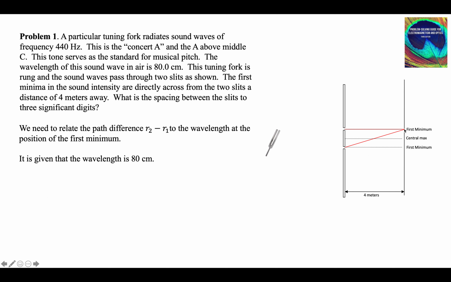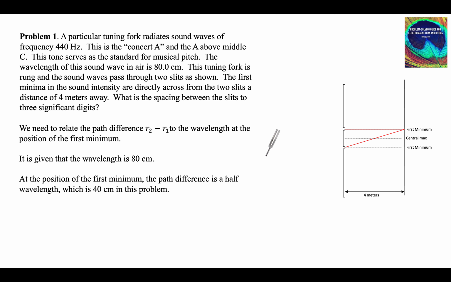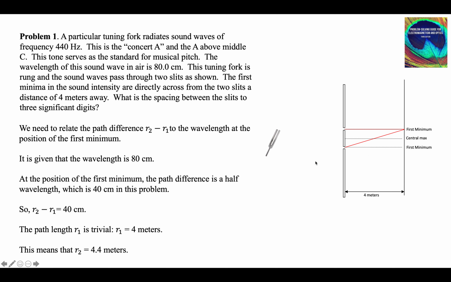It's given that the wavelength is 80 centimeters. At the position of the first minimum, the path difference is half a wavelength, in this case 40 centimeters. R2 minus R1 is 40 centimeters, the path difference. R1 is trivial. It's straight across. It's 4 meters. To get R2, we need the Pythagorean theorem. So R2 is 4.4 meters because it's out of phase by half a wavelength.